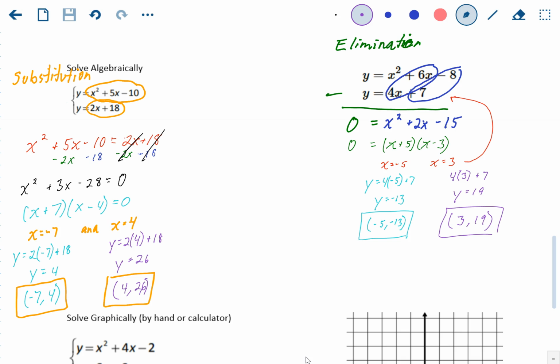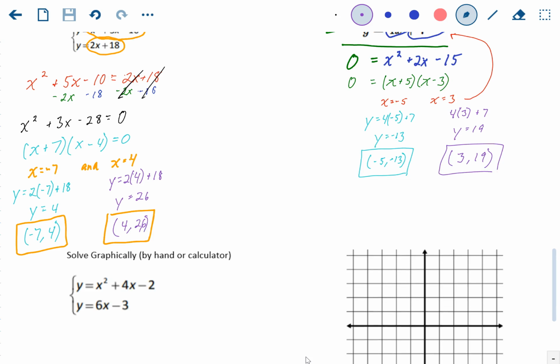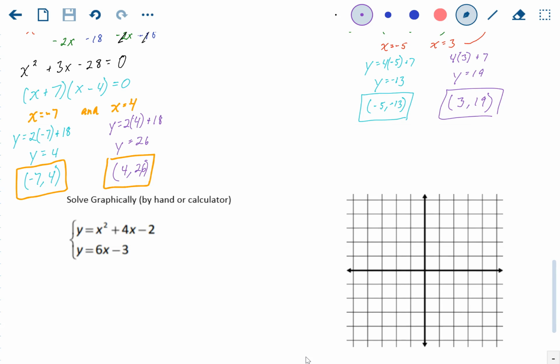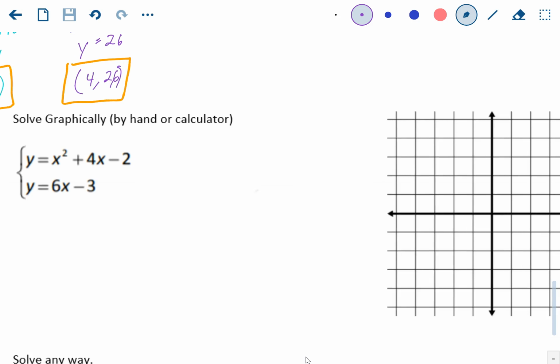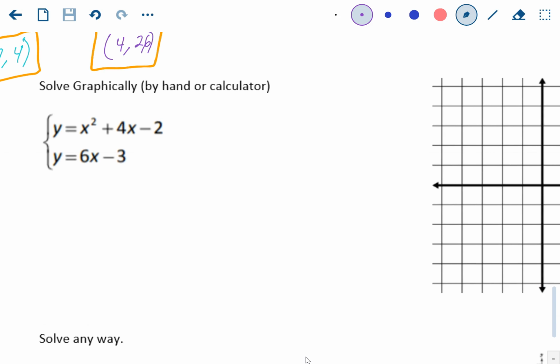So those are the two algebraic methods, substitution and elimination. They're both very similar. But we could also solve graphically, either using the calculator or doing it by hand. We know how to graph linear equations. We know how to graph quadratic equations. So you can do it graphically. So let's start with the linear equation. We'll do the linear equation in blue.